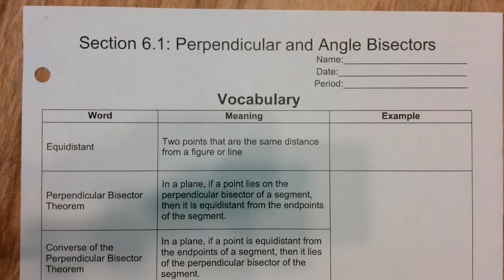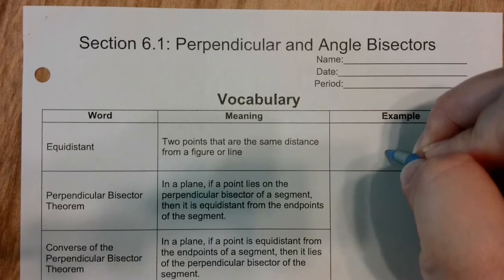Section 6.1, the perpendicular and angle bisectors. So we've got 3 boxes here under the vocabulary. The first one is equidistant, and equidistant means equal distant. So 2 distances that are the same.